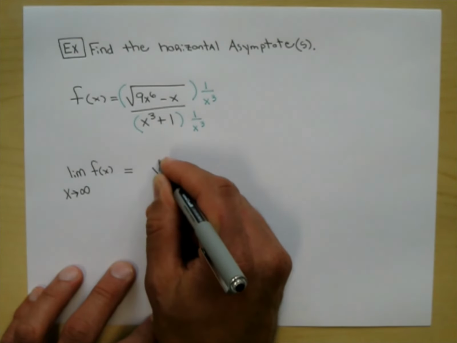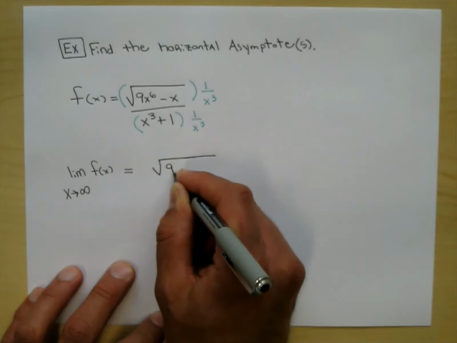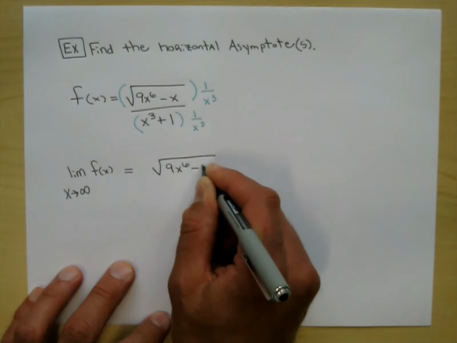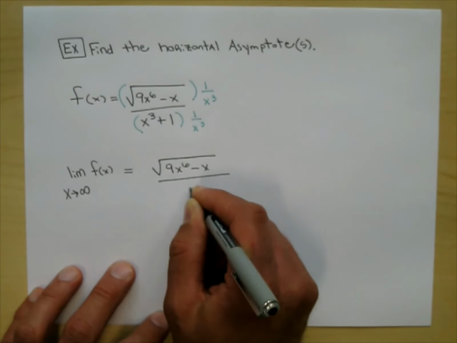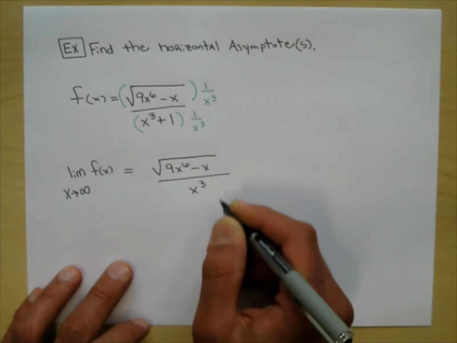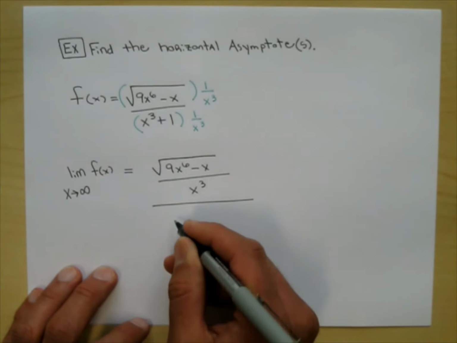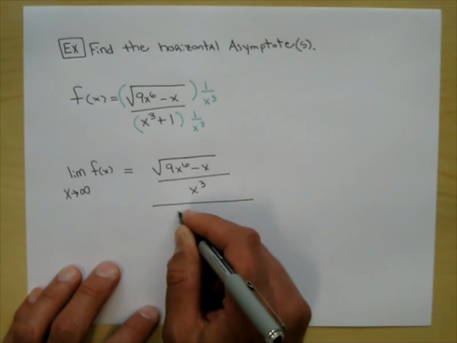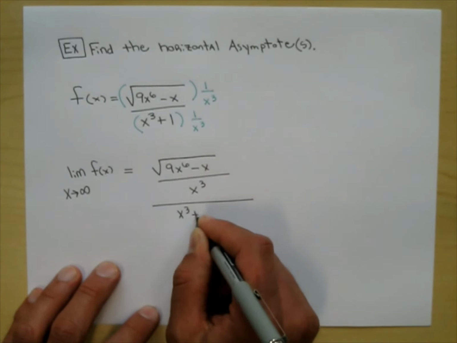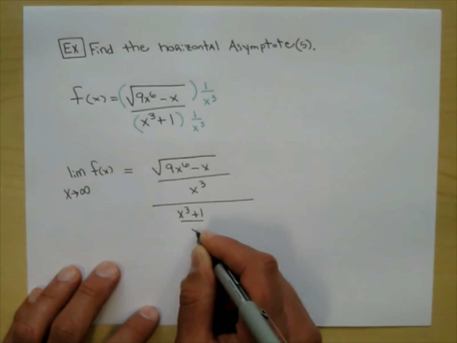On the top, I end up getting the square root of 9x to the 6th minus x, all over x cubed. On the bottom, I get x cubed plus 1 over x cubed.